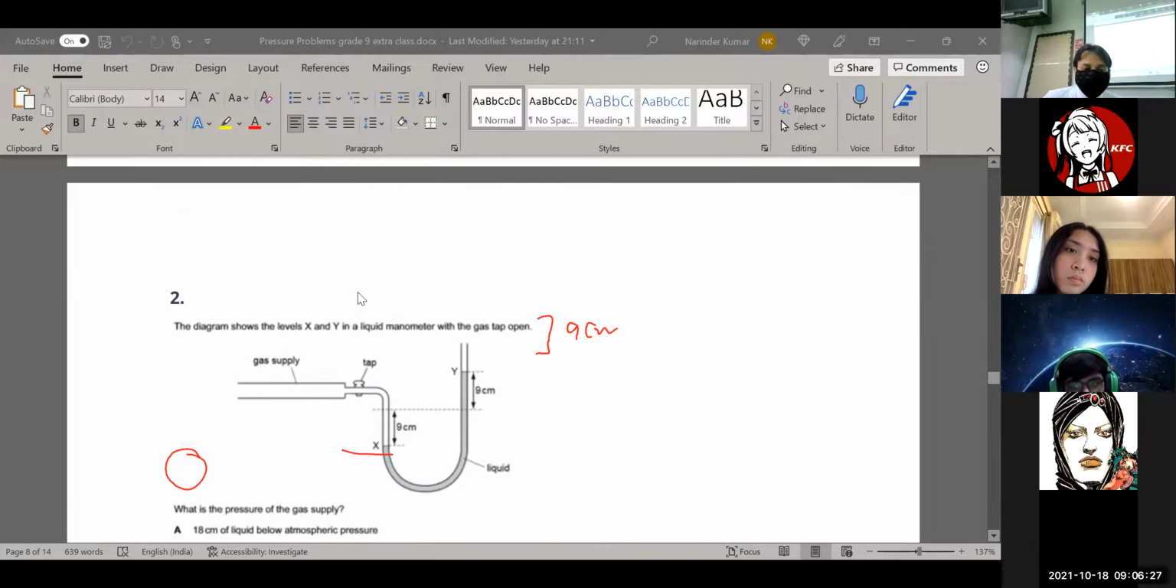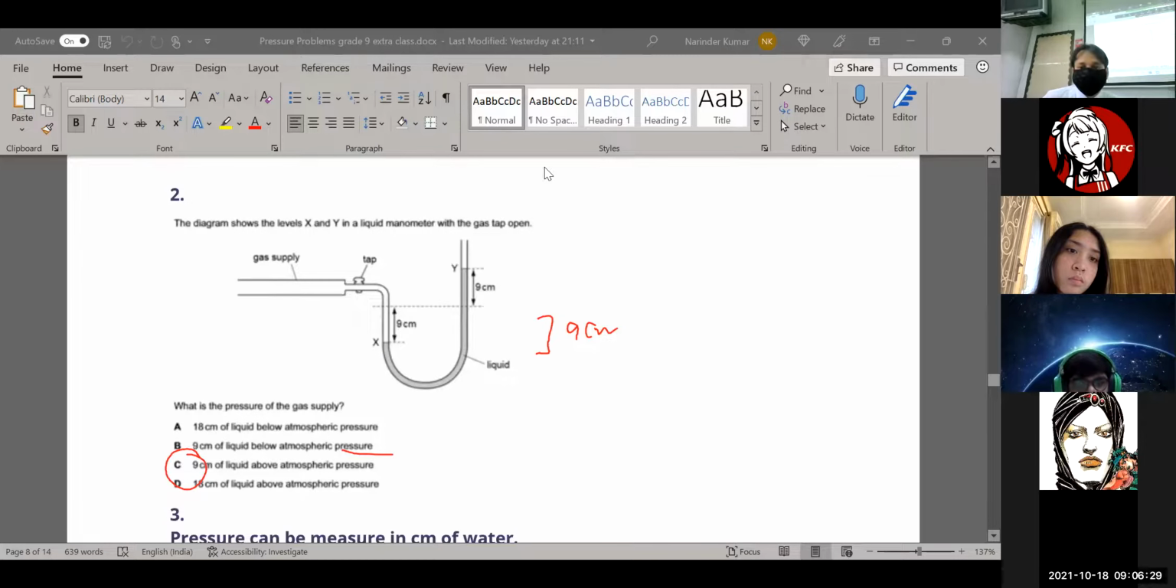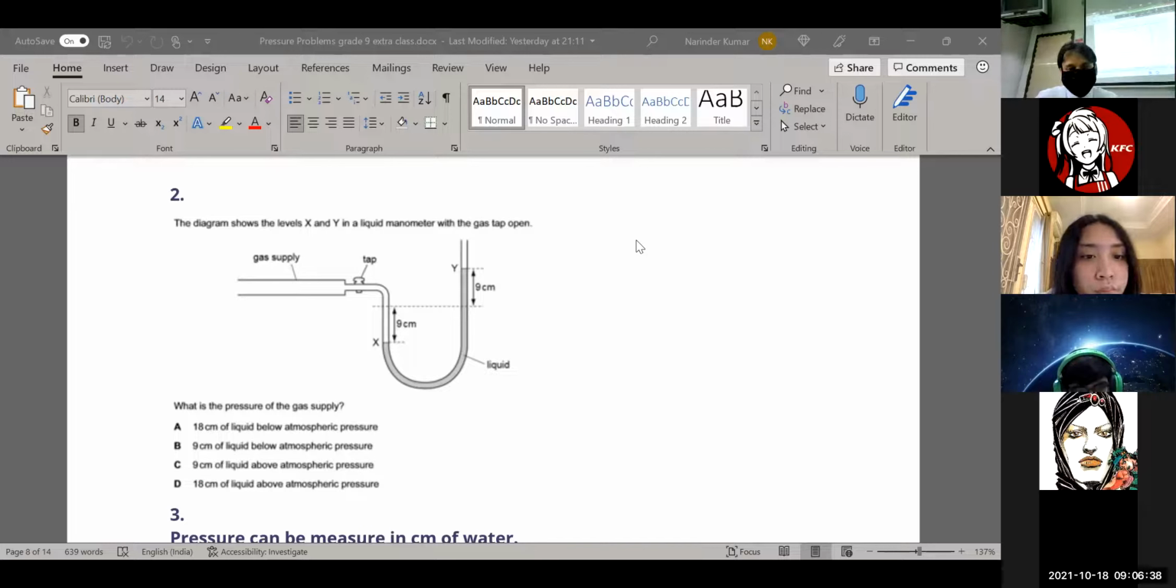Question number 2 here. The diagram shows the levels X and Y. Read it yourself carefully, children. What is the pressure of the gas supply? Read all 4 options carefully.